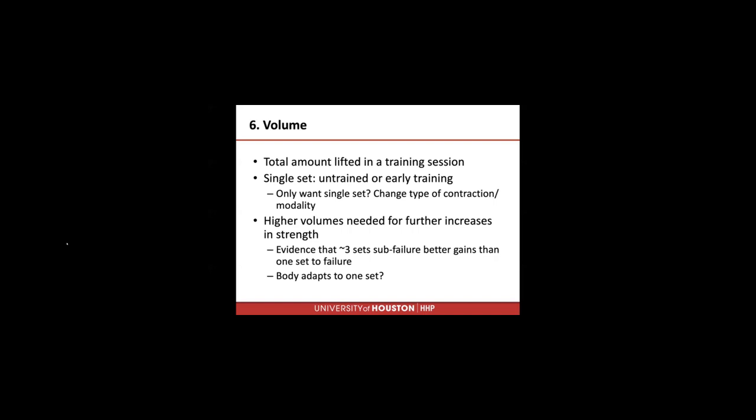Higher volumes are needed for further increases in strength. There's evidence that about 3 sets sub failure gives better gains than 1 set to failure. I have a question mark after this. That to me seems to suggest that the body better adapts to 1 set. I don't know. I don't have good evidence for that. That's why there's a question mark there, but I'm just throwing that out there. You don't have to know that thing with the question mark. I'm just offering my perspective on it.